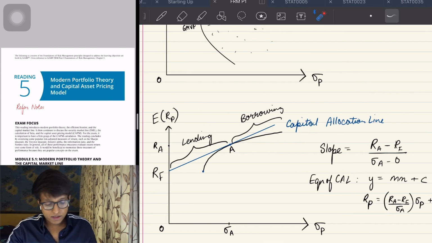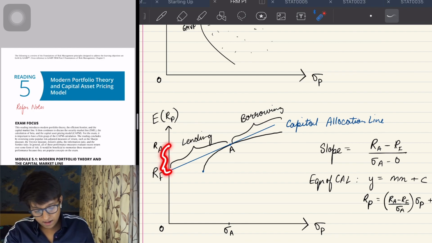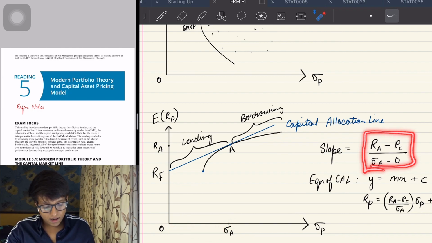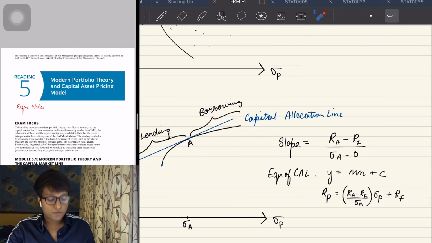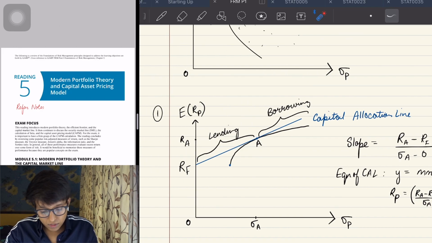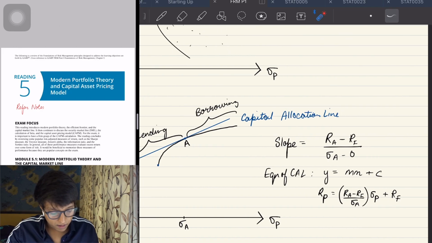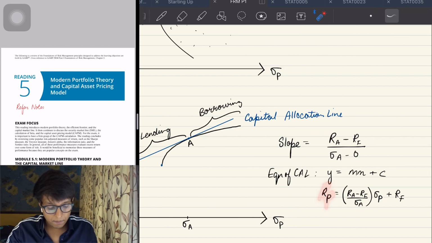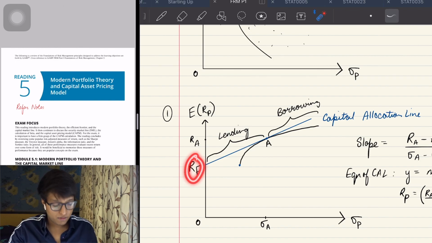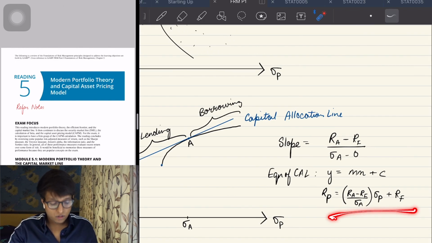So now we see that the slope of this line would be RA minus RF divided by sigma A minus 0, from which we get the slope over here. And now from the slope we can derive the equation of this capital allocation line. This will give us that the return of the portfolio, RP, is equal to M, where M is the slope, into X, where X is sigma P, plus C, the intercept, and the intercept over here is RF. So this is the equation of the capital allocation line.